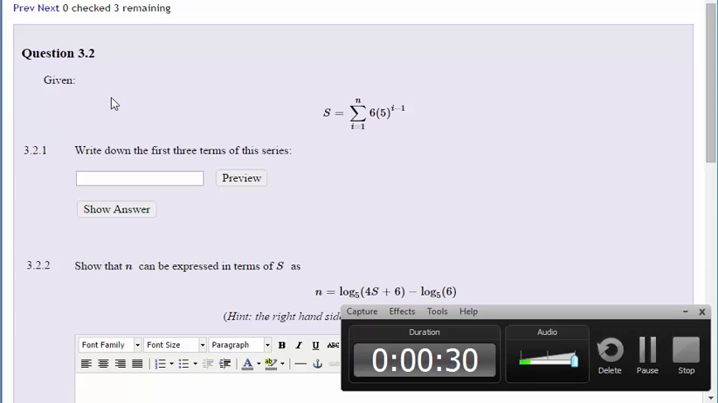Okay, so they say, given this, write down the first 3 terms of this series. How would you go about doing that? Just substitute the i. Okay, and then we should get. And again, if you put commas in between, it's wrong, because the first 3 terms of this series. Yes, that's what series means.